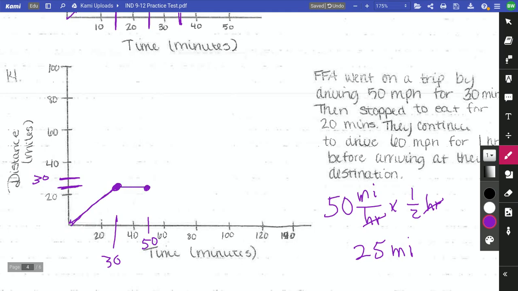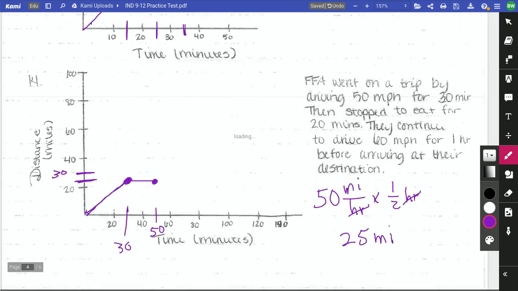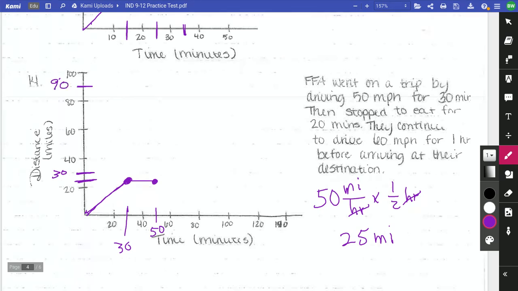And then what happened? They continued to drive 60 miles per hour for 1 hour. This time they drove for 1 hour, so 60 miles per hour for 1 hour. That's 60 miles. So we've got them going 60 more miles. So from 25 to 85, and I marked 90 here to help me mark 85. So that's 90. So 85 is right there.